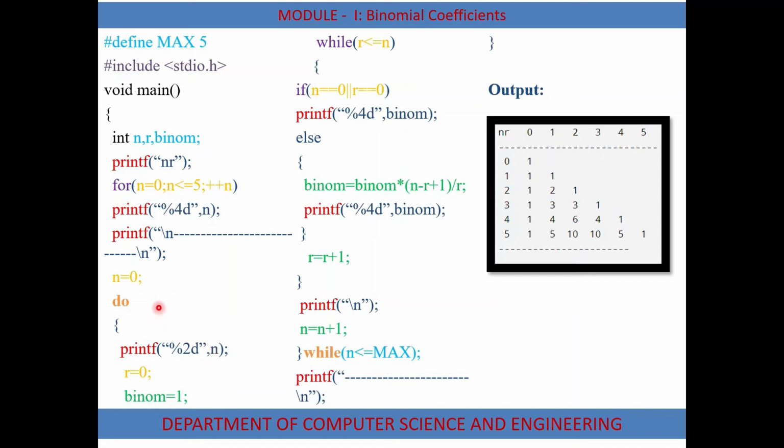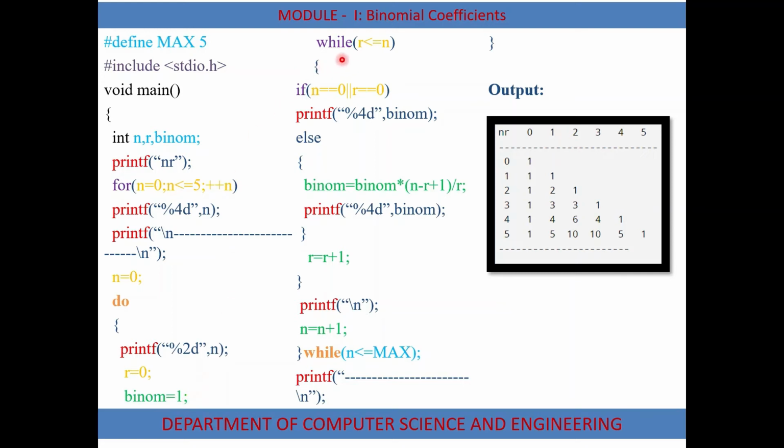Now we'll see this program. The initial value of n is 0. Do: within this loop, first print the value of n with percentage 2d, that is 2 space width. Print the value of n. So what is the initial value of n? That is 0. So this 0 is printed here. Next, r equal to 0, and the variable binom is equal to 1.